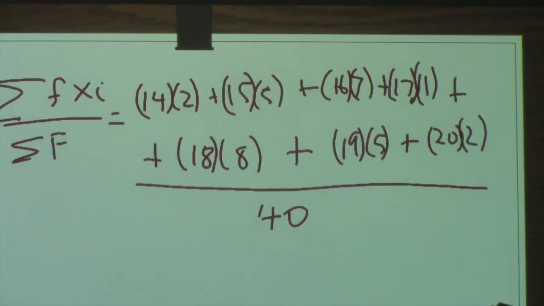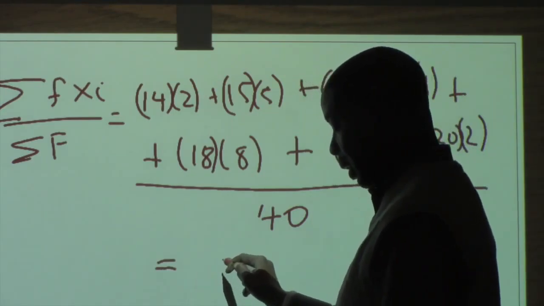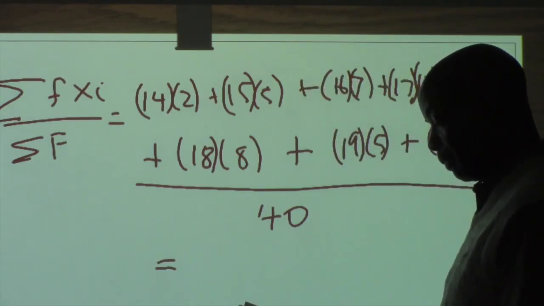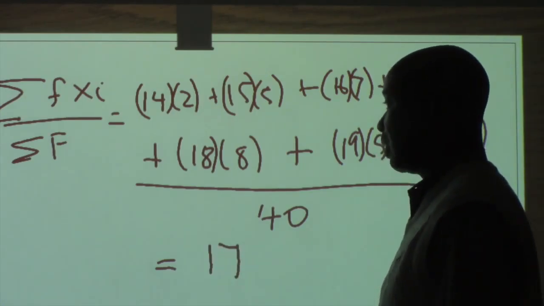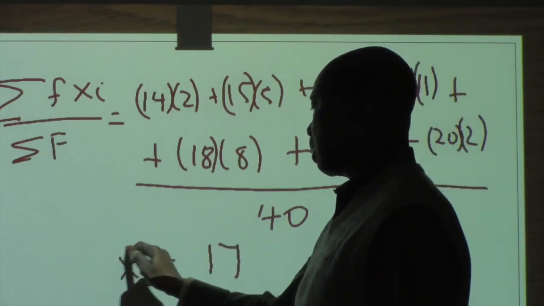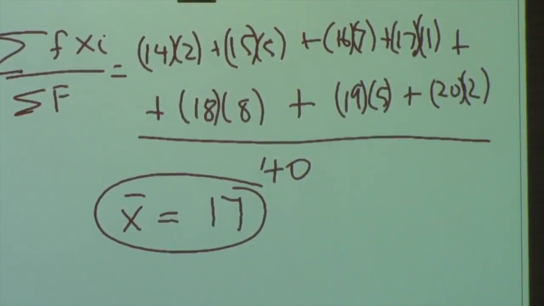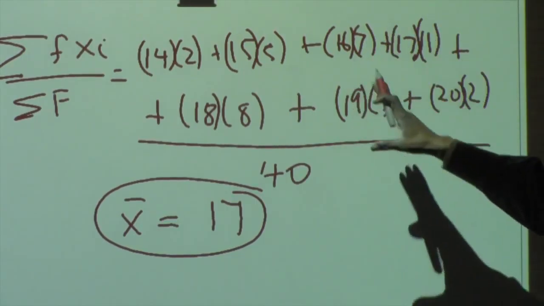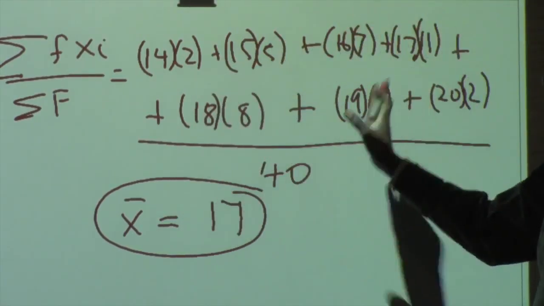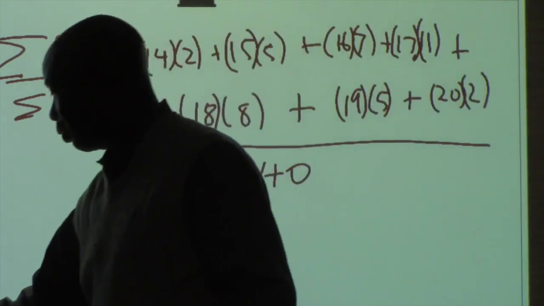When we do all of this and divide everything, we're going to have what? 17. So our X bar is going to be 17. Now, let's go to part C of this problem. So we add up everything, do the multiplication, and then add up everything and divide it by 40. Good. So let's go back to the problem.